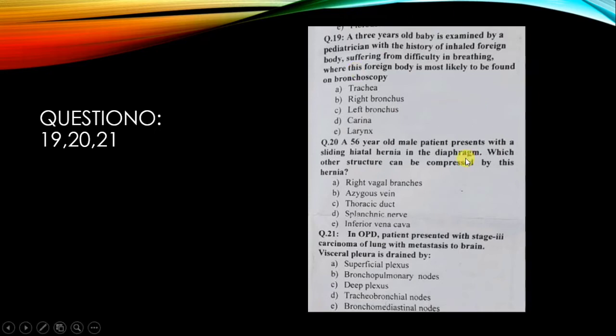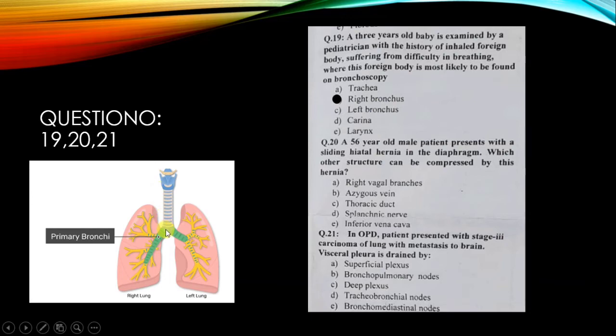Whenever there is a case of an inhaled foreign object, it will most commonly be found in the right bronchus. I have a picture. You can see here that the right bronchus is short, broader, and has a more vertical trajectory as compared to the left bronchus. That's why foreign bodies are most commonly found in the right main bronchus.